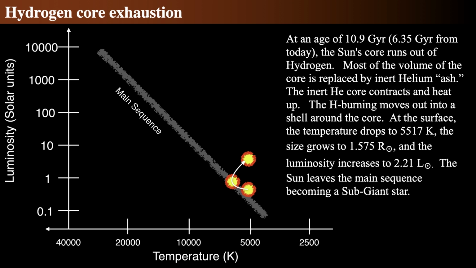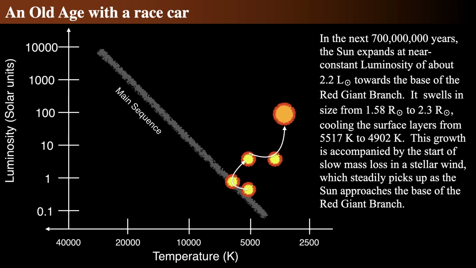And that's because the luminosity increases by a factor of almost 2, or twice as much, 2.21 times. So if the luminosity increases twice as much, that means the core luminosity has to go up. For the core luminosity to go up, that means the temperature must go up. So it's getting hotter in the center of the sun all this time. It becomes a subgiant star.